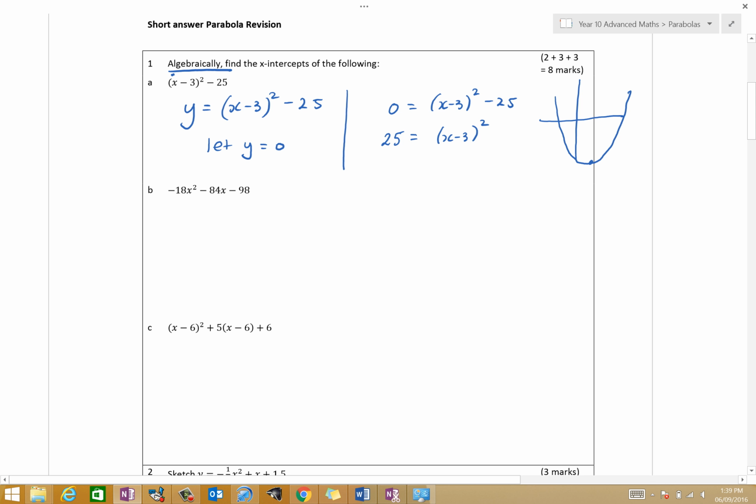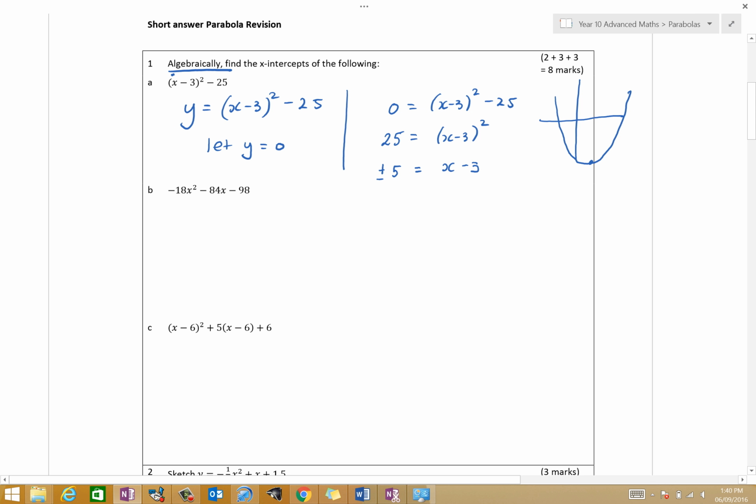Now, when I take the square root of both sides, what's the square root of 25? 5. Okay, but how many solutions do we have? Is negative 5 squared also positive 25? Yes, so the answer is plus or minus 5 on the right-hand side. There are two solutions. And on the left-hand side, we have the square root of (x minus 3) all squared, which is just x minus 3.